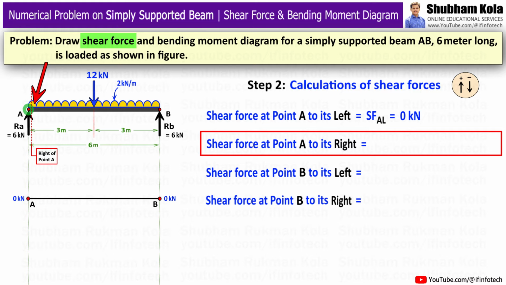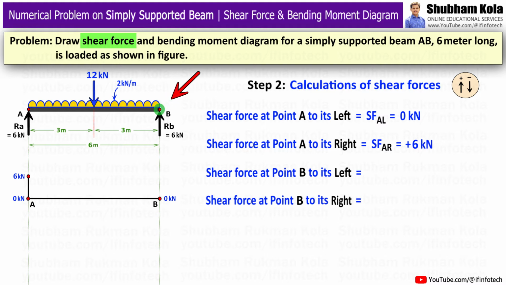Now if I go to the section to the right side of point A, that is SF at A to the right equal to. Then there is reaction force Ra that we had calculated as 6 kN, which is acting on the beam in the upward direction. So as per the sign convention, I will consider upward forces as positive. So here the shear force is plus 6 kN. Here as the shear force value is positive, I will mark this point above the reference line of 0 kN shear force. And I will connect these 2 points with a vertical line.